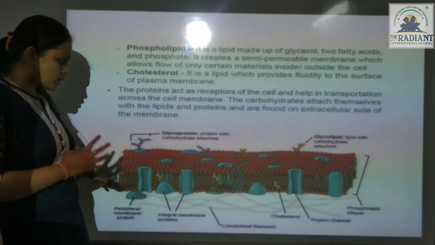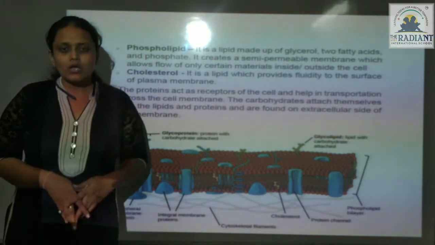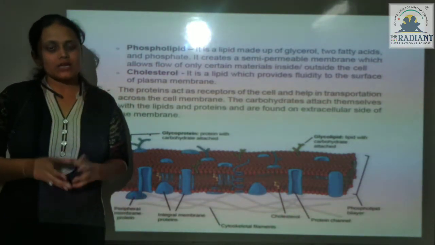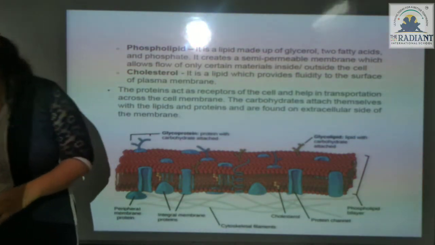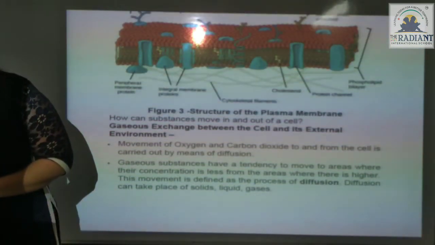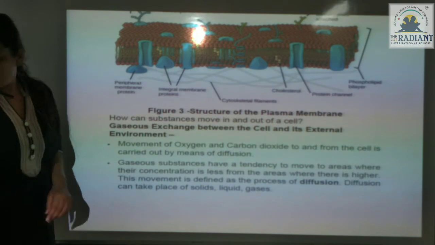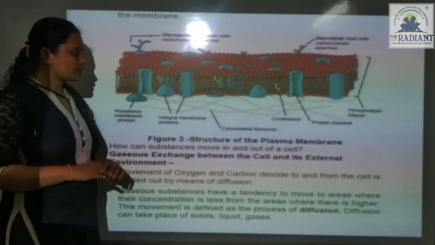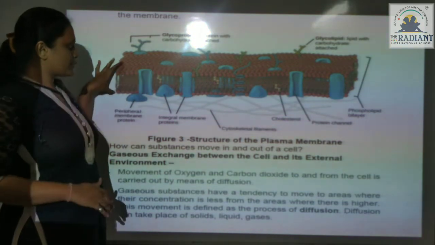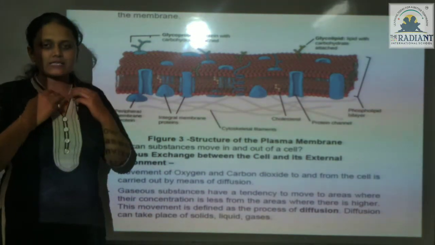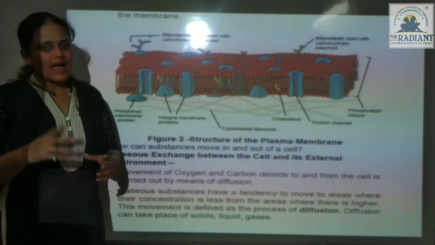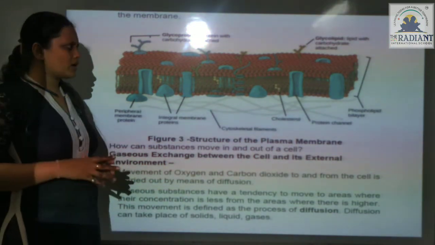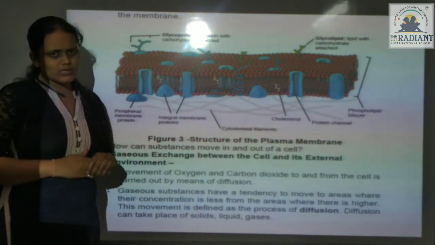Now we will just have a look at the fluid mosaic model which was given by Singer and Nicolson about the plasma membrane. Here in this diagram you can see this is a particular layer, that is the membrane. As the plasma membrane is a membrane-bound organelle and it is a double layer also, it has the upper side and the lower side.